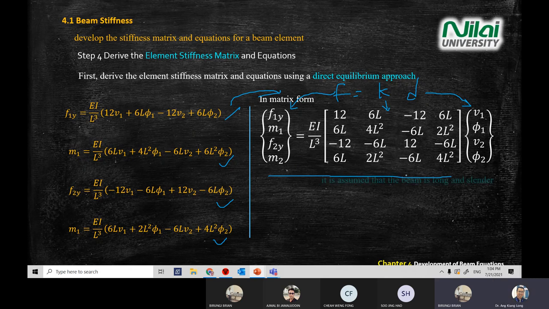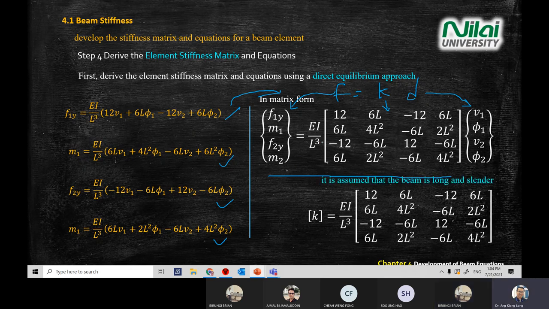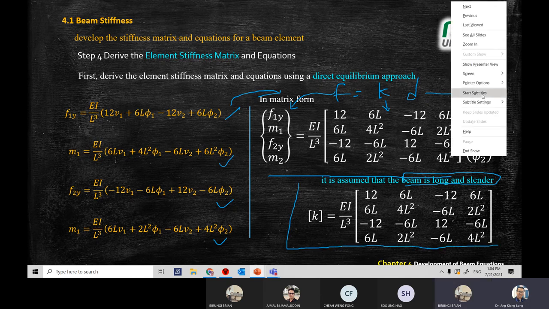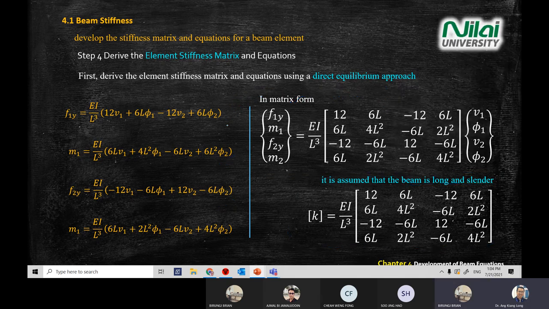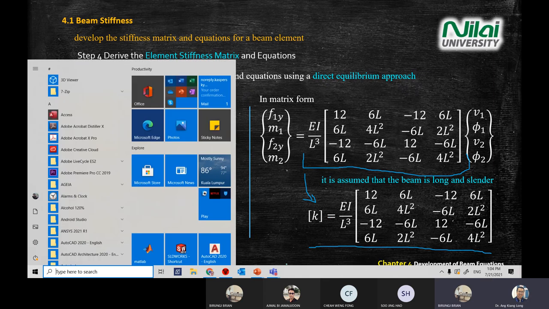Try to understand these numbers. We're going to assume the beam is long and slender. So your K matrix is what you see on the screen here. Your homework: try to understand how you convert the equations to the matrix, and then from here to here is your K. I will stop our lecture here. We'll continue from this matrix equation. All right, let me stop the recording.